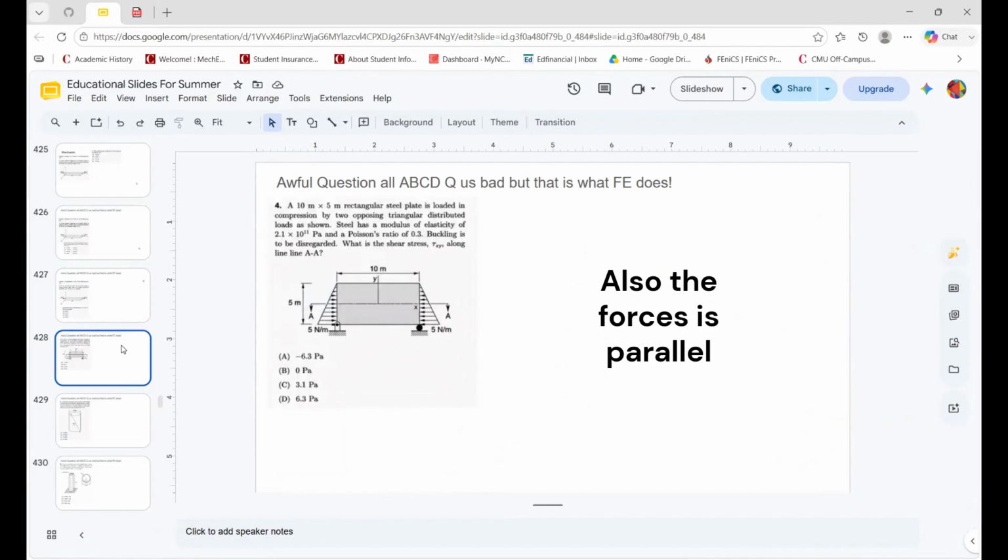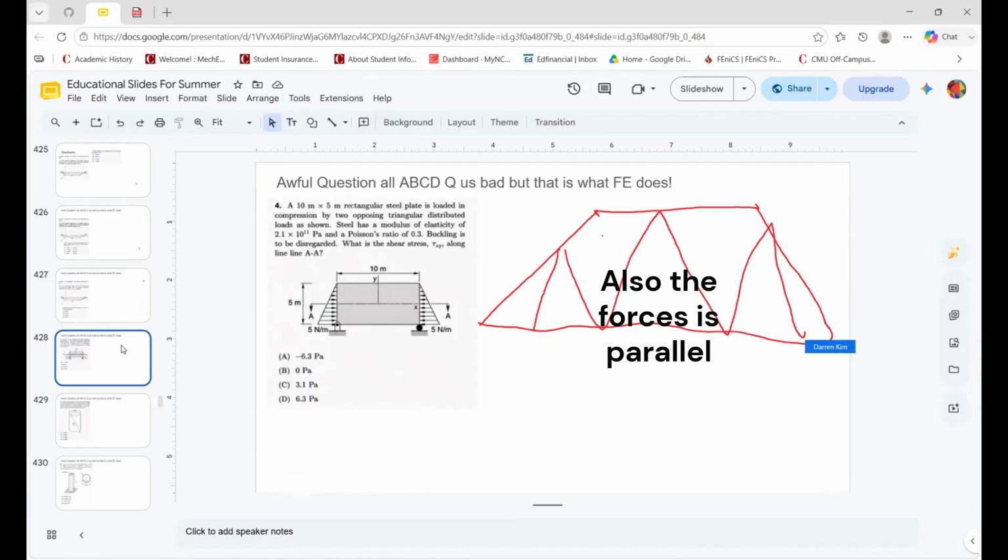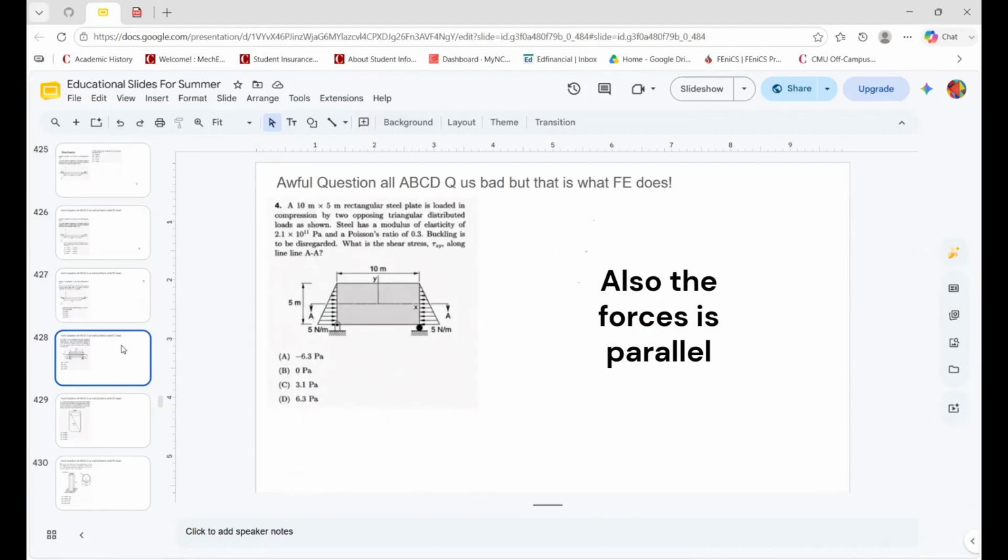Here's the thing about buckling. In these triangles when we did the truss, there have been a lot of times when you remove stuff in between. The reason we have those things in between is actually because of buckling. But if we don't assume buckling, a lot of things get deleted and don't matter. So anyways, we're going to disregard it. What is the shear stress tau xy along the AA? So, load.